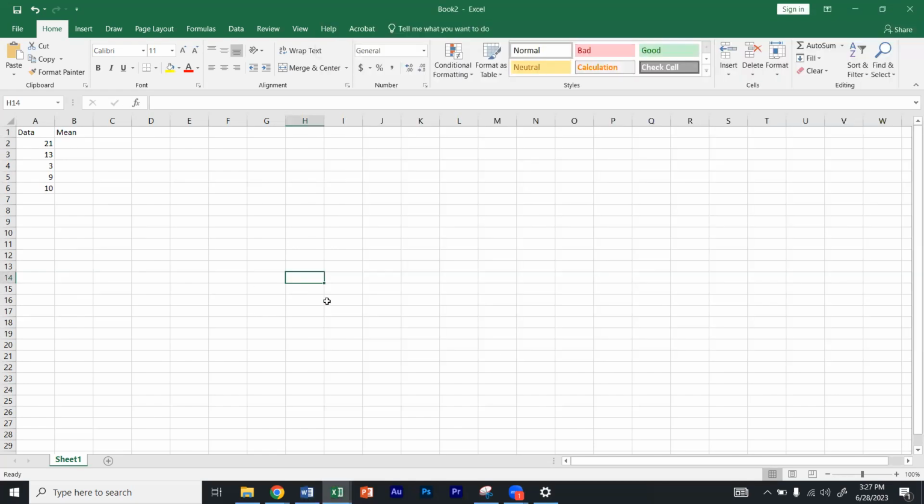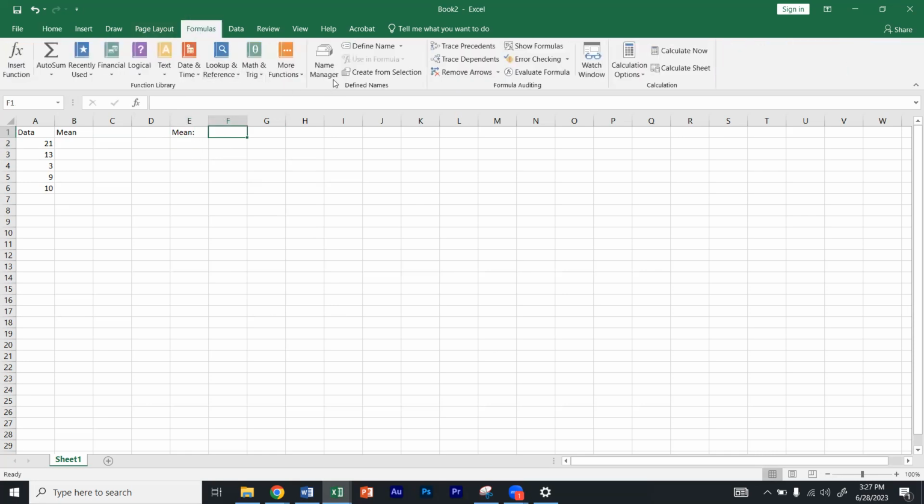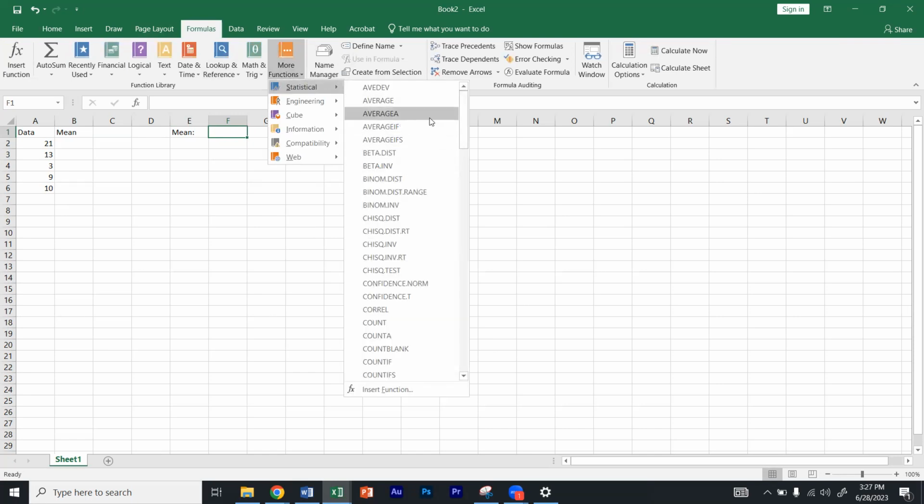Okay, so I have to find the mean. How do I find the mean? I have to find the arithmetic mean. And where is arithmetic mean? It's somewhere here under statistics. Go to formulas, go to more functions, go to statistics, arithmetic mean.